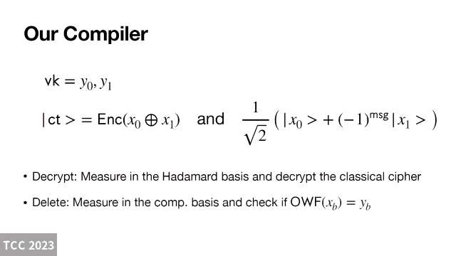Whereas for deleting, of course, what do we do? Well, we just measure in the conjugate basis. So we measure in the computational basis. And if you look at the state, what you will get is just one of the two preimages with equal probability. And at this point, it's obvious how to verify. You can simply check whether whatever you get is either a preimage of y0 or a preimage of y1.